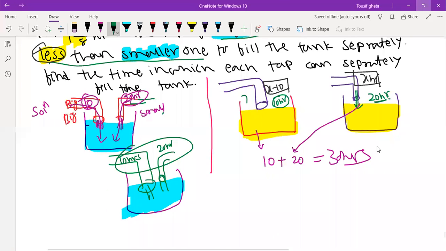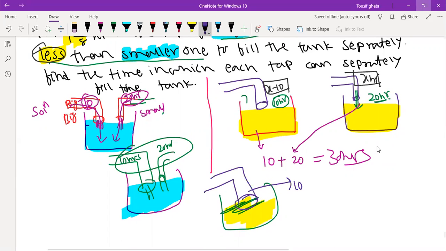You can say, sir, if you fill the tank just by using the bigger pipe, it will take 10 hours. Then how, by using two pipes, will it take more time? It will not take more than 10 hours. It will take less than 10 hours.